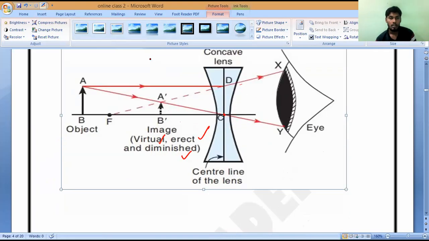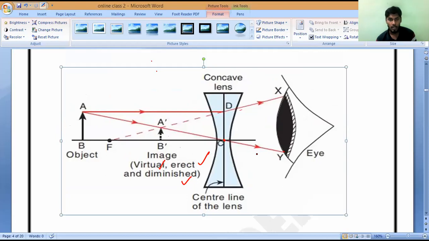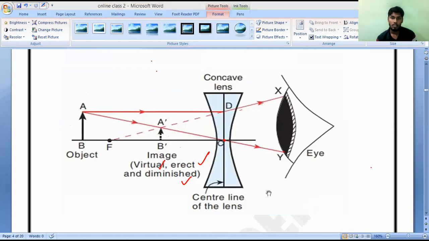Do it fast. All of you draw neatly, perfectly. Virtual, erect and diminished image. Second case: at infinity. The object is placed at infinity. First you finish this, later that.